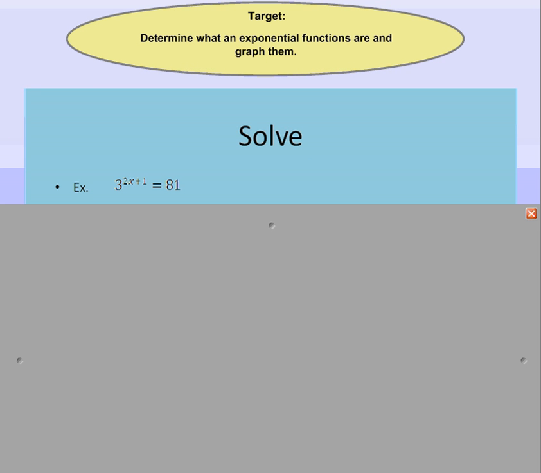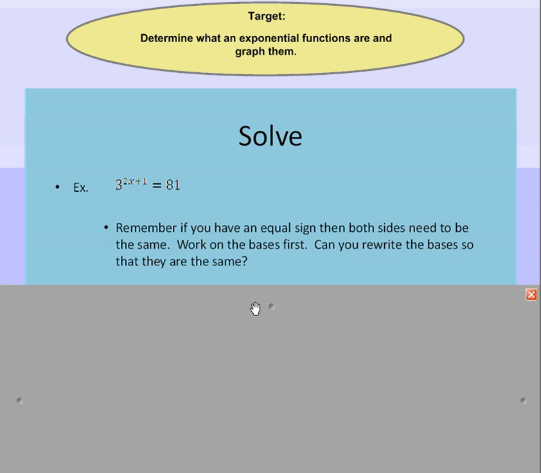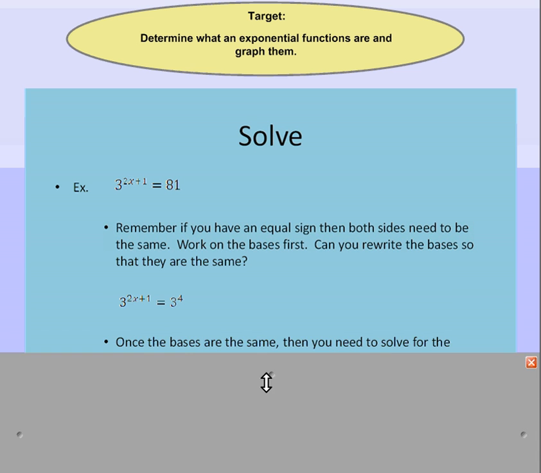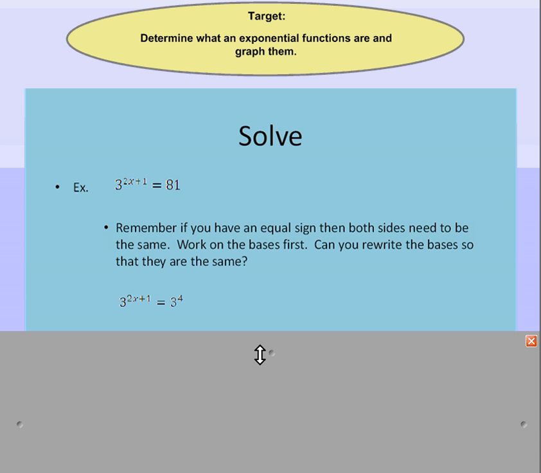Another thing we'll be doing is solving using exponents. What you're going to see today is that we, again, are going to be using same bases. We have 3 to the 2x plus 1 power equal to 81. So what we want to do is get both sides to have the same base. If both sides have the same base, then the exponents need to be equal. Remember, if we have an equal sign, both sides need to be the same. Work on the bases first. Can we rewrite the bases so that they are the same? In this case, yes. We have the 3 to the 2x plus 1, and 81 can be rewritten as 3 to the 4th.